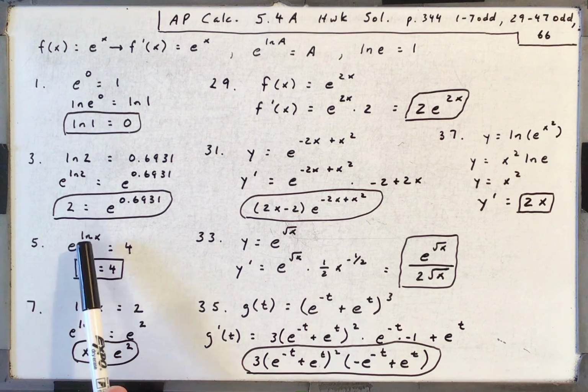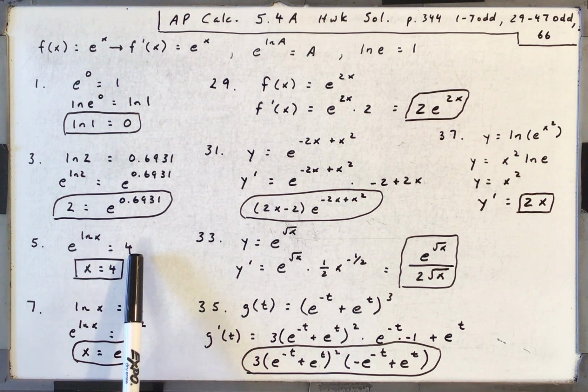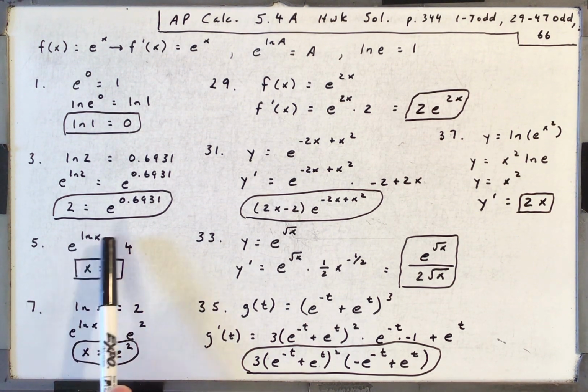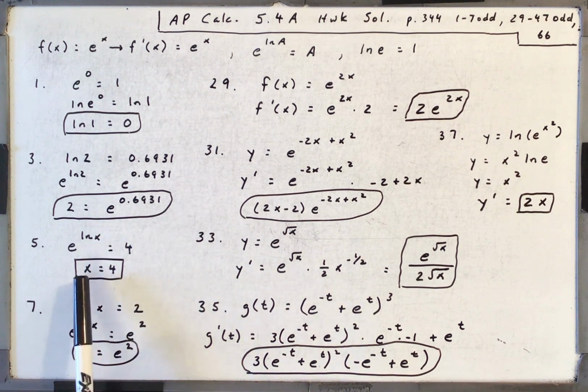Number 5, e to the natural log of x equals 4. We want to solve for x. E and natural log cancel each other out there, so we just have x equals 4. Number 7, the natural log of x equals 2. Let's exponentiate both sides. So e to the natural log of x is equal to e squared. E and natural log cancel each other, so we have x is equal to e squared.